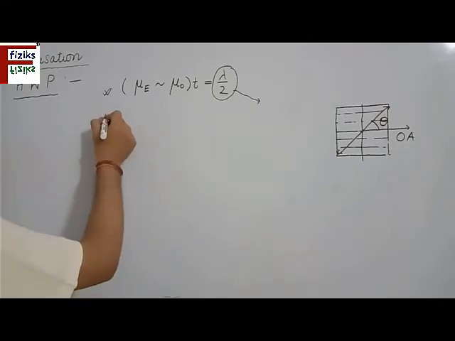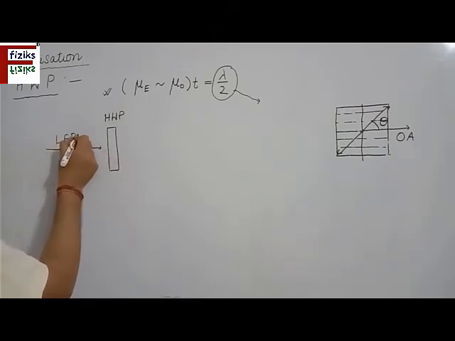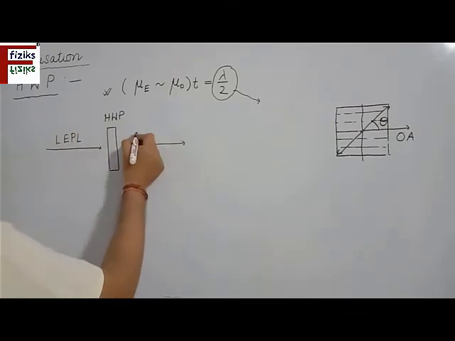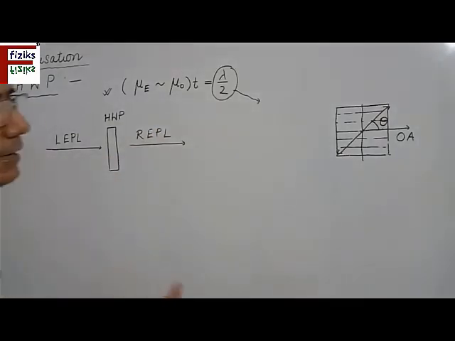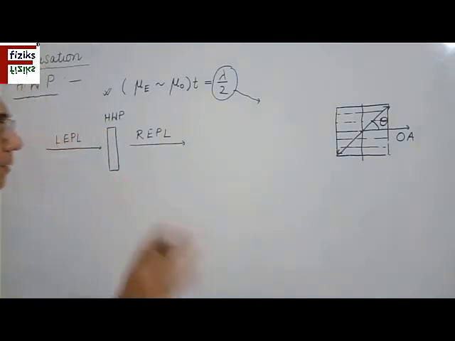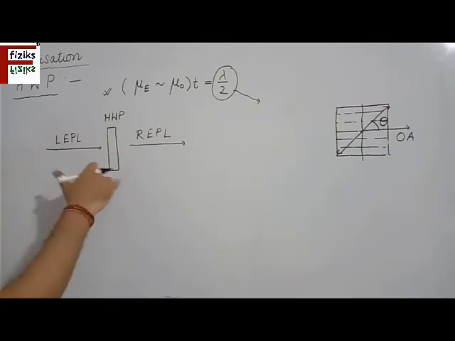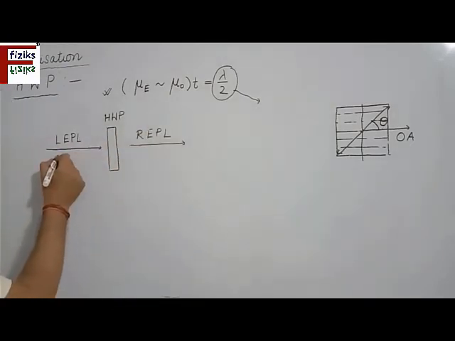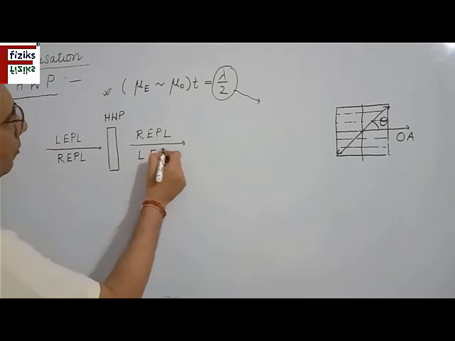Suppose this is half wave plate, and on this half wave plate suppose left elliptically polarized light is incident, then on this side we will have right elliptically polarized light. What is the meaning of right and left elliptically polarized? I will discuss in the next lecture, but still you can remember that when left elliptically polarized light is incident on half wave plate, it will convert into right elliptically polarized light. And if right elliptically polarized light is incident on this, it will convert into left elliptically polarized light.